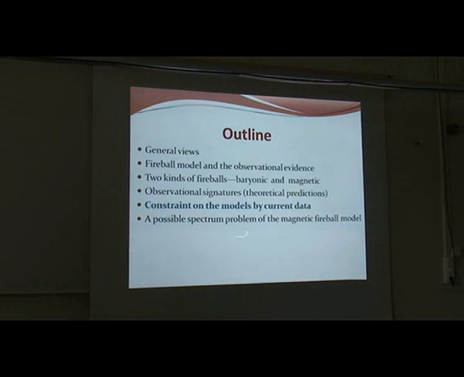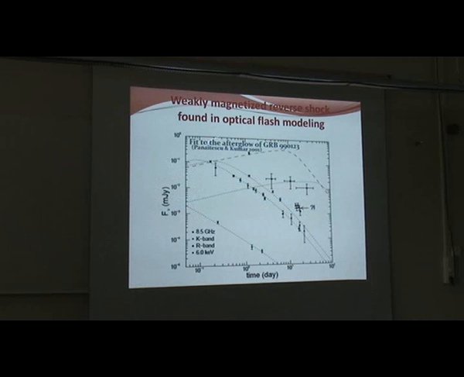Okay, the current data may help shed some light on the models. So this I will discuss in greater detail. Firstly, I'll discuss the optical flash modeling. The first optical flash was detected in GRB 990123. Though no new event had been detected in a long time, the reverse shock model had still been widely accepted.